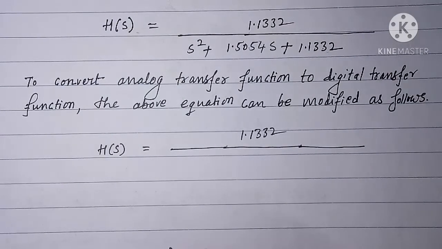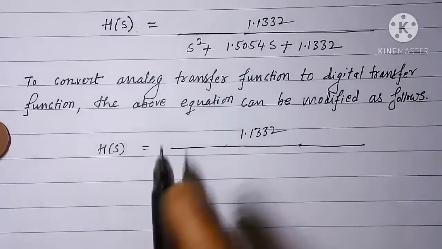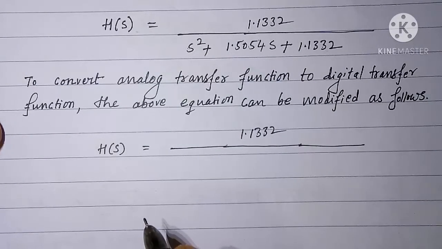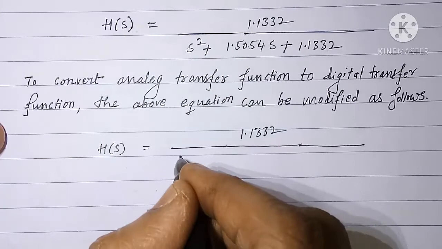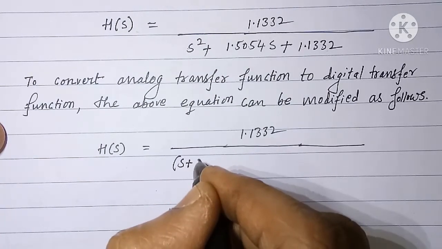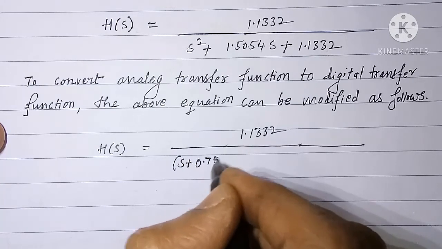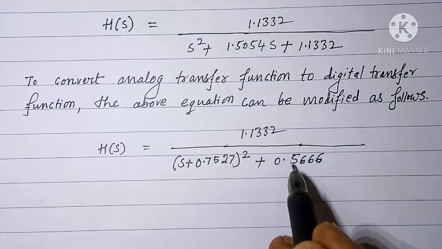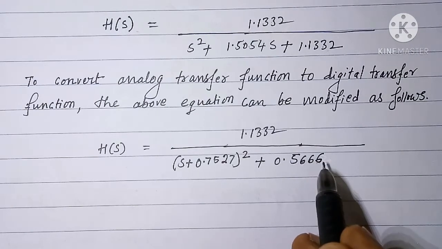In one of the previous classes, I have taught you how to complete the square, and also you have learnt that in your 10th standard, right? I hope you will be able to do that. So by using all your mathematical knowledge, we can write this as now s plus 0.7527 whole square plus 0.5666.